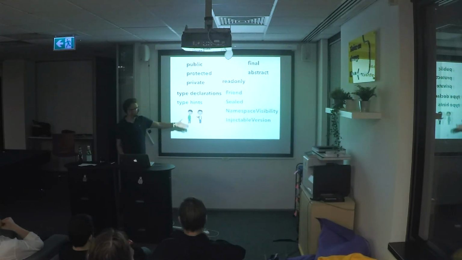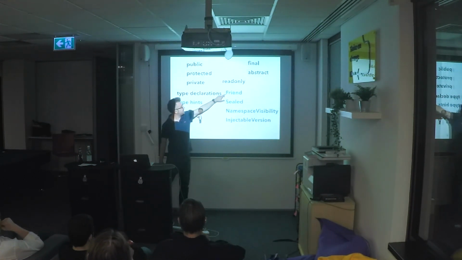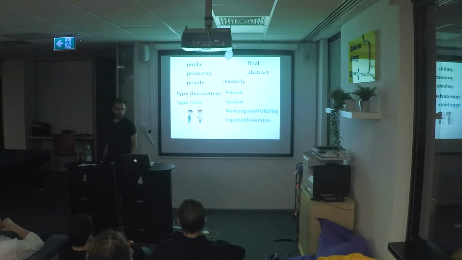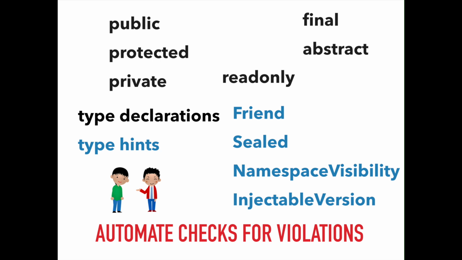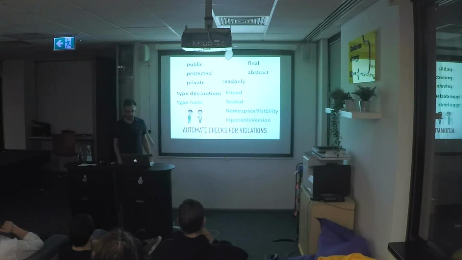And of course, all of these things, friend, sealed, namespace visibility, injectable versions, certainly these three have all been RFCs. And I think they've all failed. But this is the benefit of doing it this way, right? I have an idea, I can implement it. I don't have to persuade anyone else it's a good idea. If it's useful for me, I can just do this. And why do we have these? It's just automating checks. It's to make sure that I've communicated my intention to my future self and other developers.